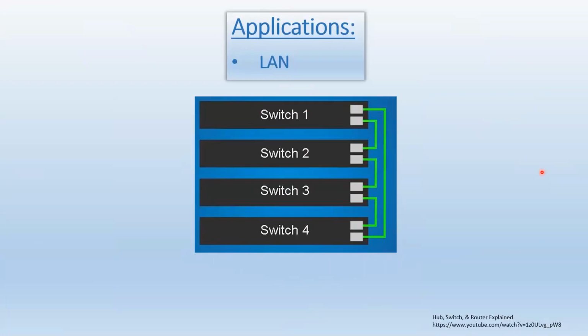Now, applications for a ring topology would be, for example, in the LAN configuration, and LAN stands for local area network. We'll talk about the local area network the next time we see each other. It's not going to be this week because this week was a short week. So the network types class is going to be presented to you next week.